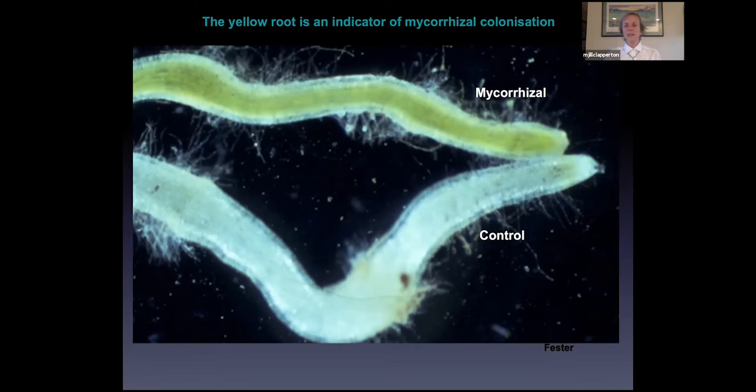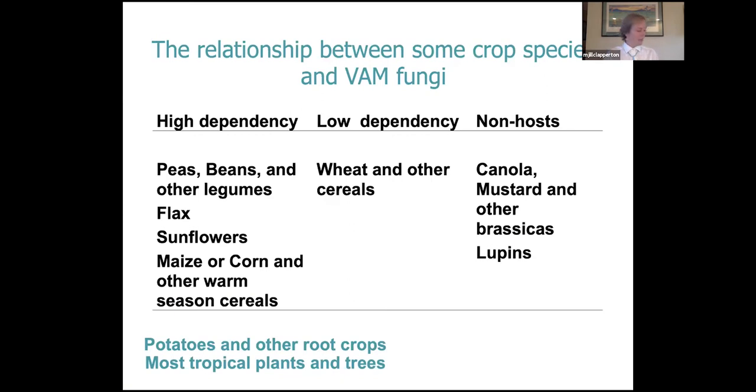Later on in the season, it's very hard to see because the roots are colonized by so many other things. But it is something that you can look for. In this slide, you can see these are the plants that are highly dependent on mycorrhizal fungi. This is low dependency. They'll form mycorrhiza, but they don't really need them.